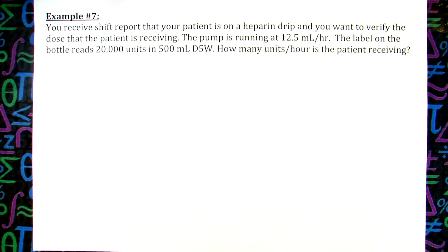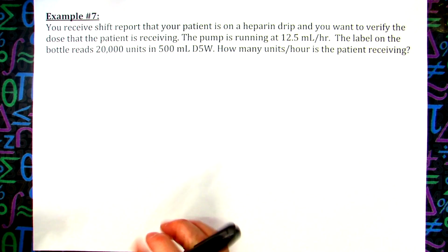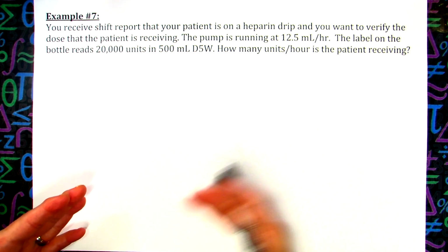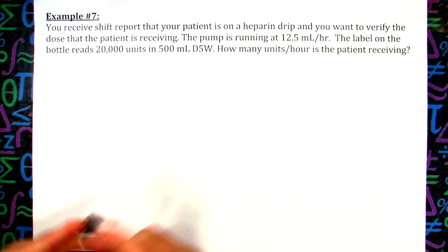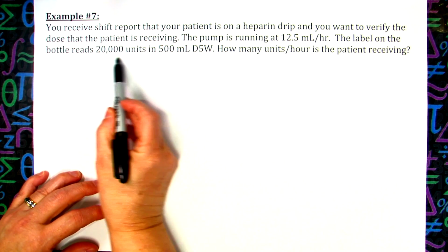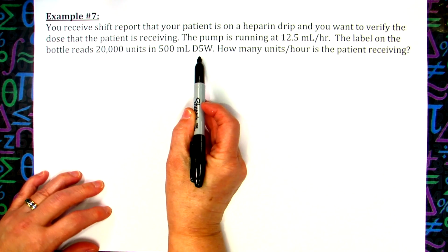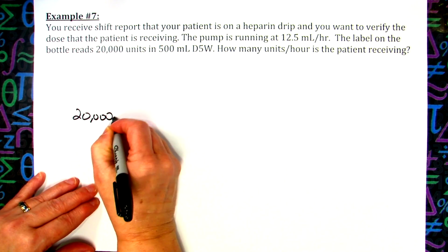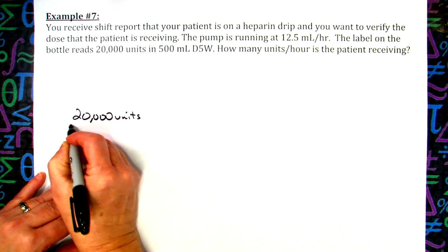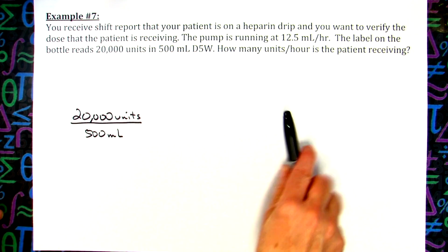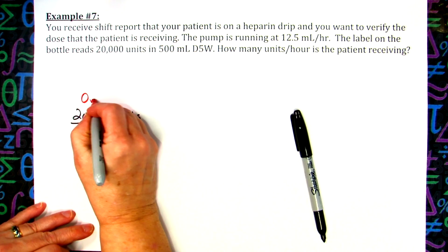All right, so I'm going to again take what was ordered for the patient, and then since I'm trying to verify and come up with units per hour, I'm going to multiply by the pump rate. So what was ordered was the 20,000 units in 500 milliliters. So I'm going to start with that. 20,000 units over the 500 milliliters. Okay, let's go ahead and label that as what was ordered.